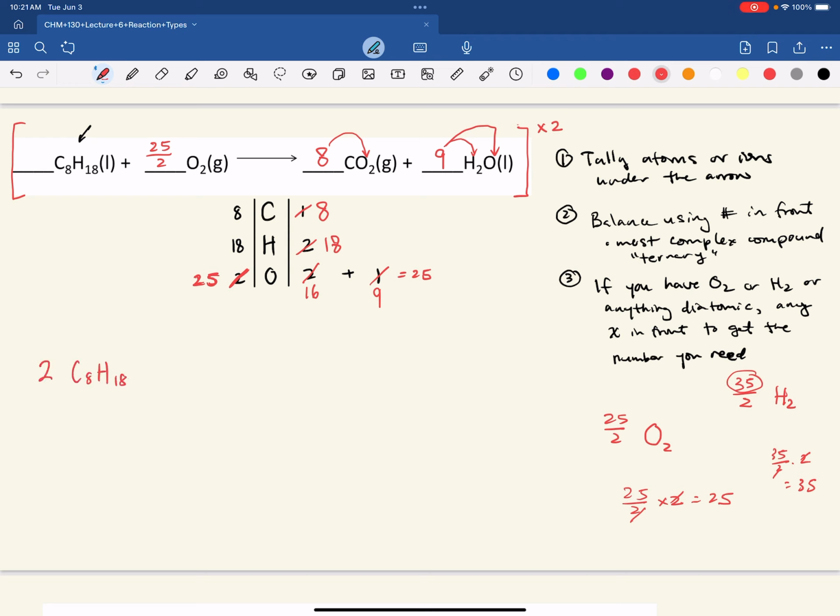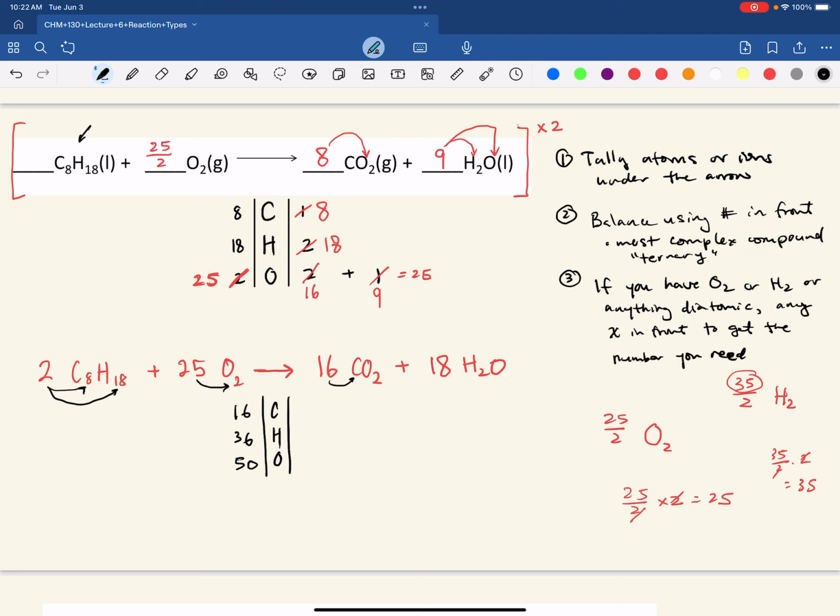2C8H18. 25 over 2 times 2 is just 25 O2. Now you've gotten rid of that fraction. 8 times 2 is 16 CO2, and 9 times 2 is 18 H2O. Okay? And again, if you want to check underneath and make sure your tally is still correct, you can. Okay? So you just think 2 times 8 is 16. 2 times 18, that's a harder one. You might need to pull out a calculator for that. It is 36. 25 times 2 is 50 oxygens.